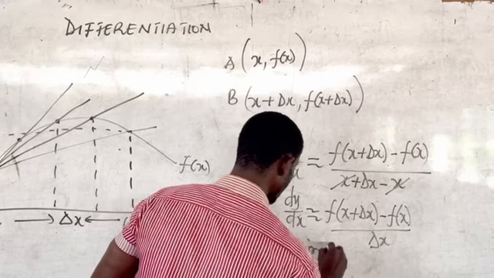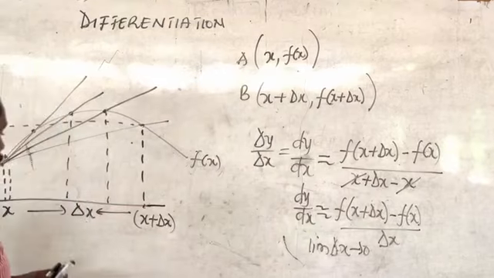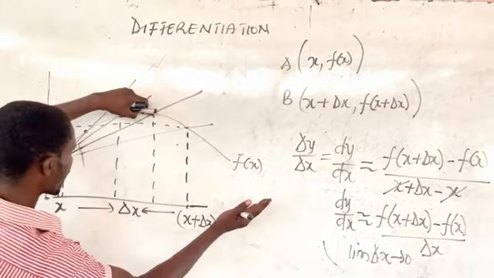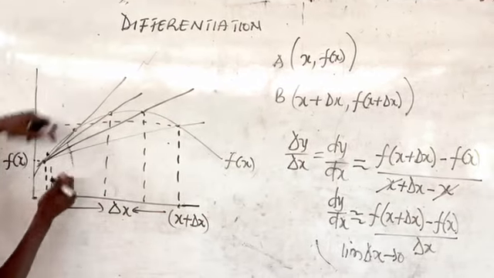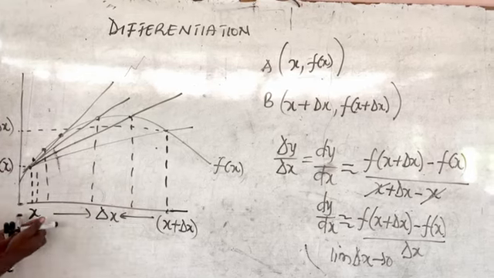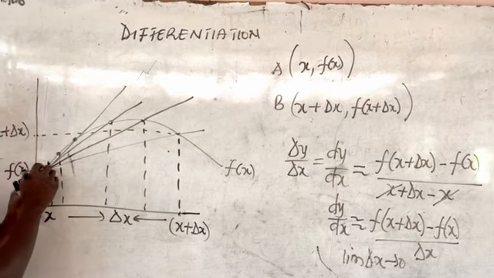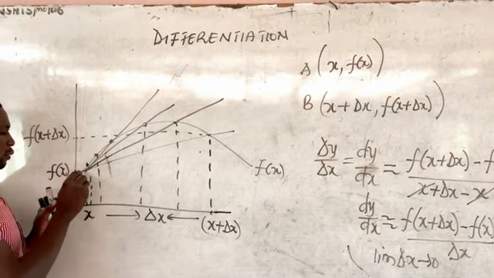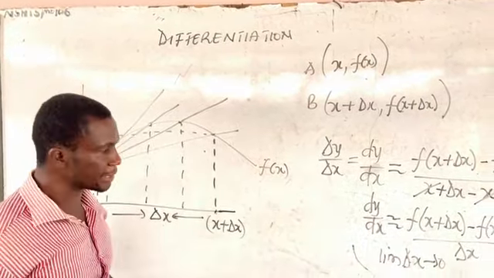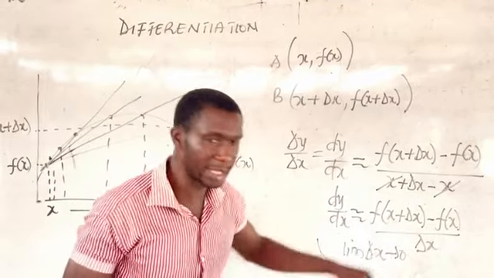Limit as delta x approaches 0, because as delta x approaches 0, delta x is reducing. As we move the point closer and very closer to the first point, so that delta x is almost approaching 0, the calculation of the gradient becomes easy. So this is an approximation. dy dx should be written as approximately equal to this.